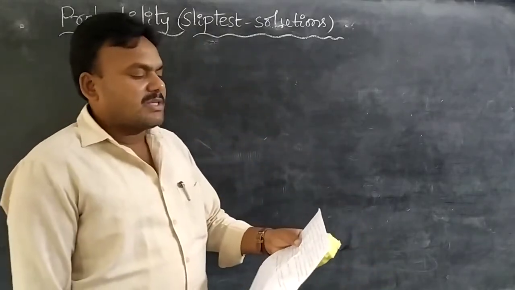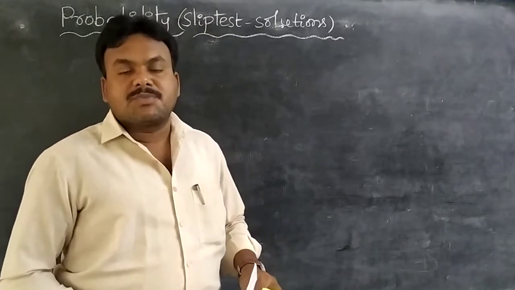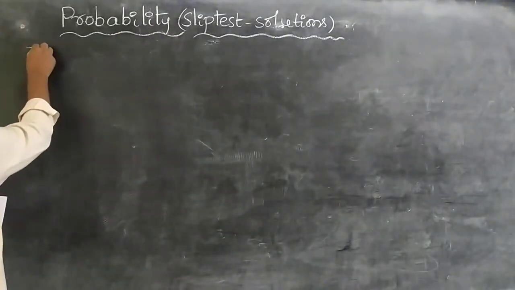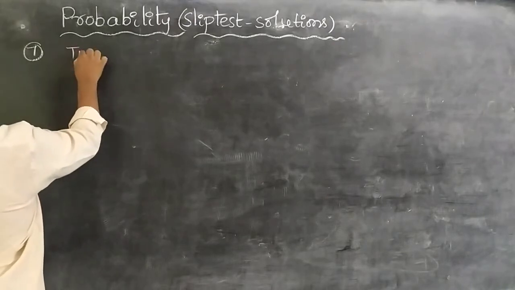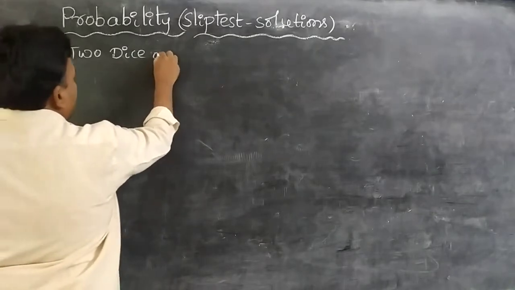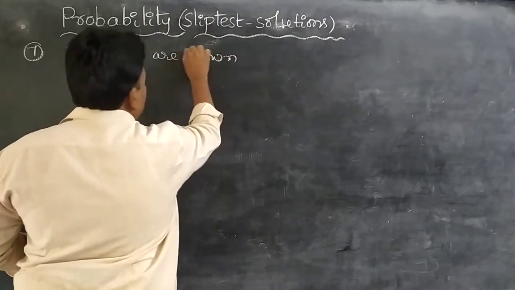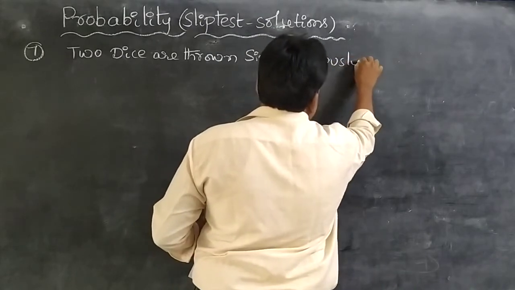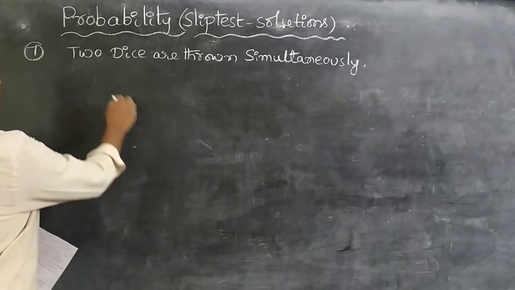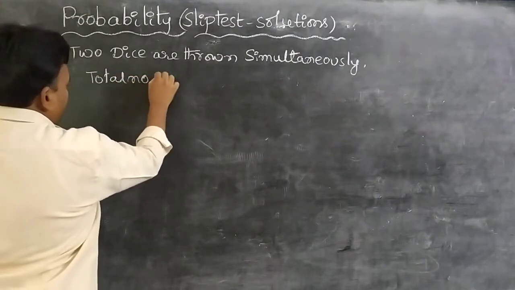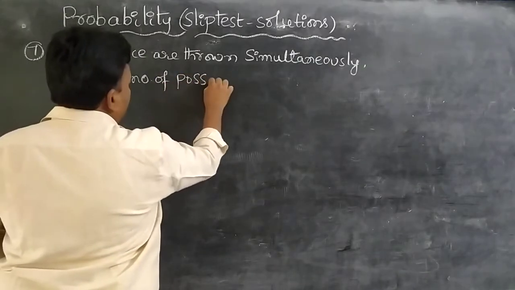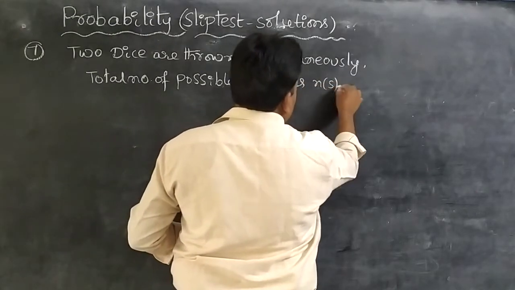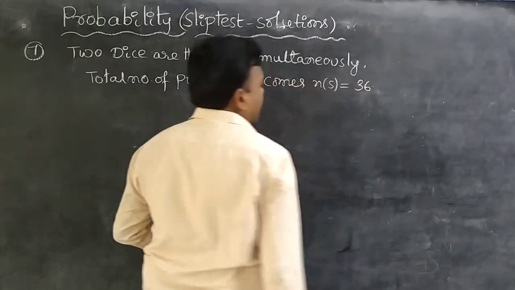Okay, friends, if two dice are thrown simultaneously, the total number of outcomes equals 6 into 6, nothing but 36. Observe carefully, all of you. Problem number 7: two dice are thrown simultaneously. The total number of possible outcomes, n of S, is 36, students. Is it or not?